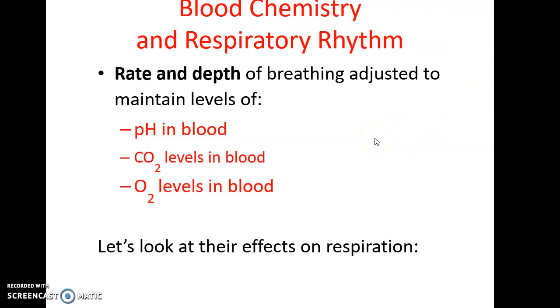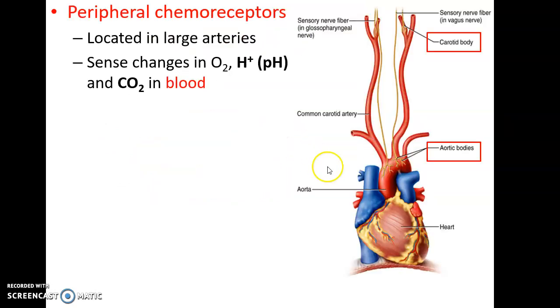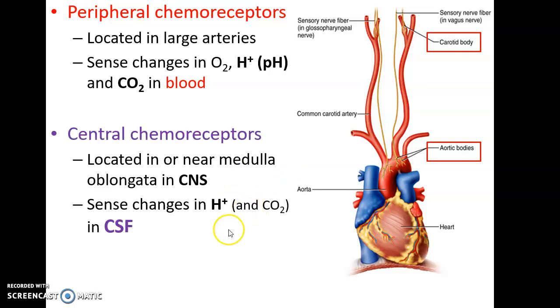Blood chemistry. Turns out breathing and the rate you breathe affects the chemistry of the blood. It affects the pH, the amount of carbon dioxide, and the amount of oxygen in the blood. So we have receptors, peripheral chemoreceptors, that are in our large arteries, and they detect the amount of oxygen, the pH, and the carbon dioxide levels of the blood. There are also central chemoreceptors near the medulla oblongata that detect the pH, the amount of hydrogen ions in the cerebral spinal fluid, which, as we know, bathes the brain. We do not want the pH to get too off in the cerebral spinal fluid, because it could damage the brain.